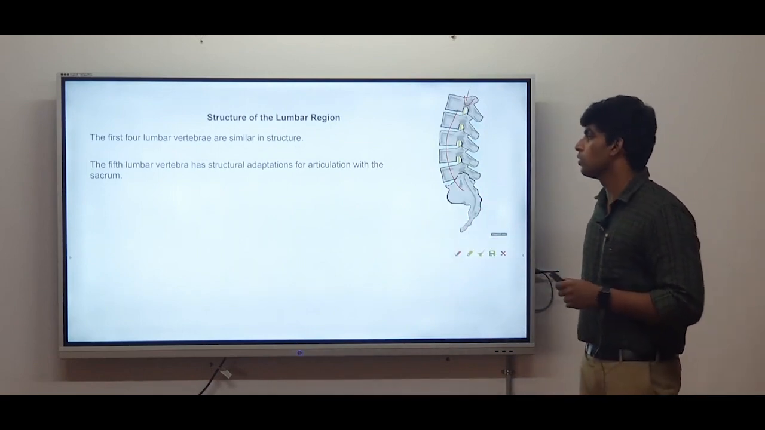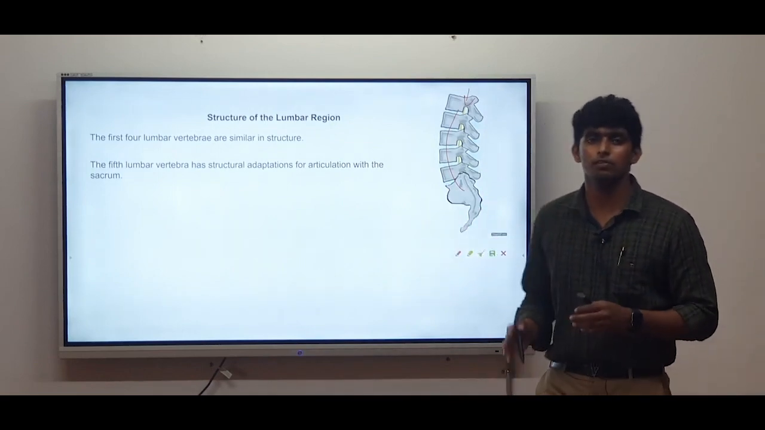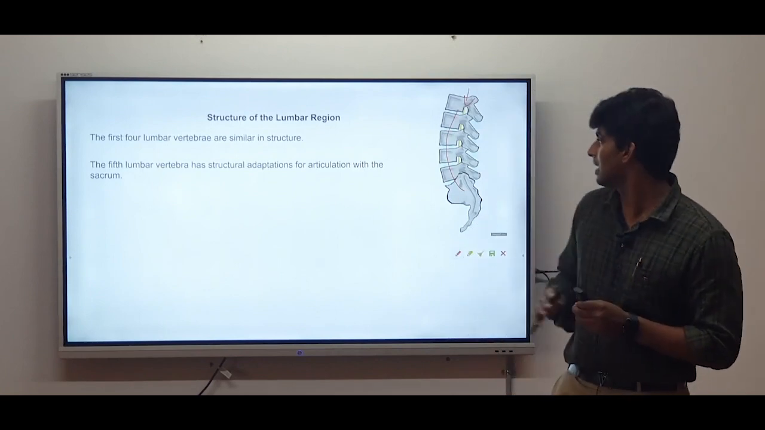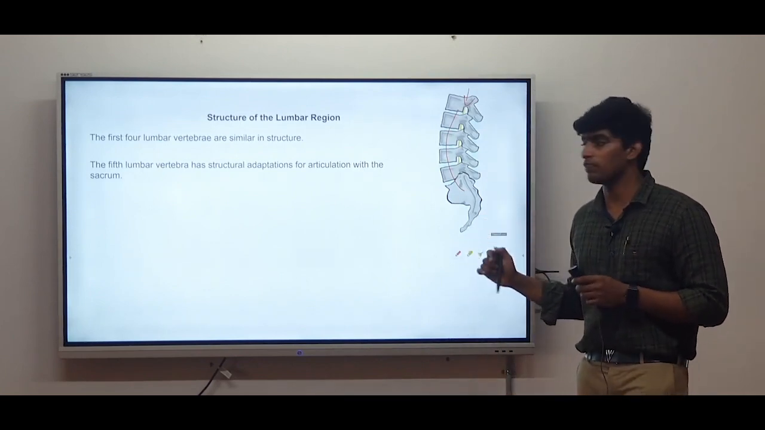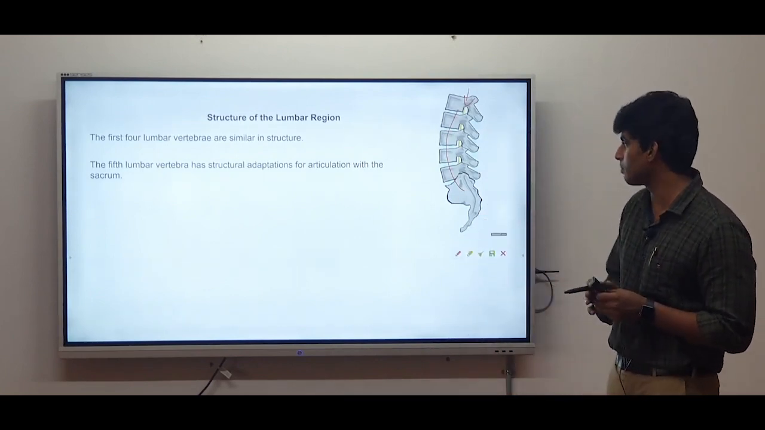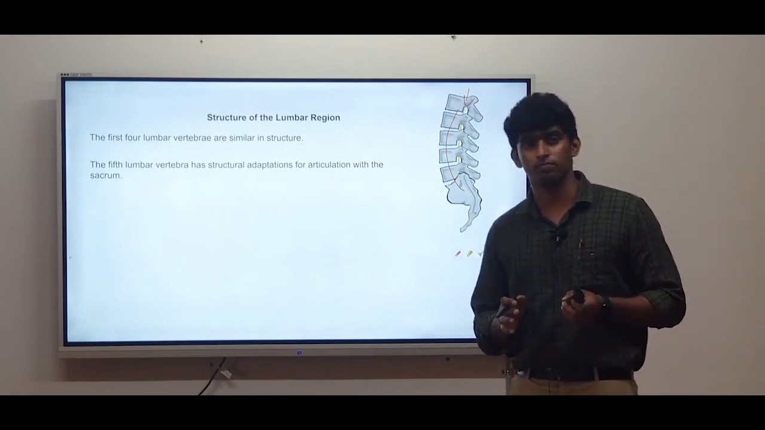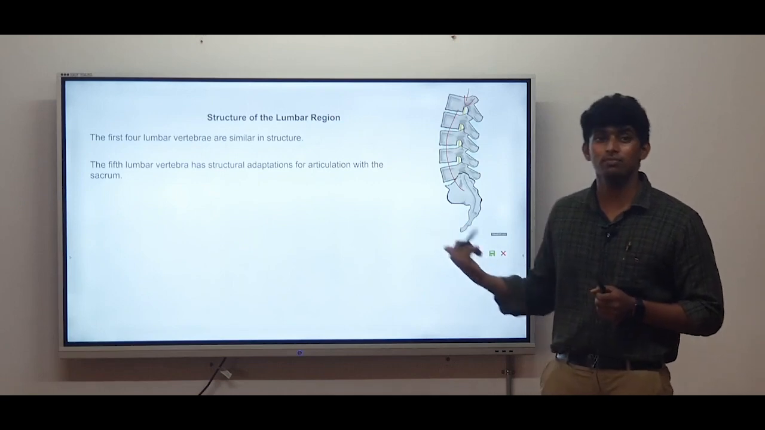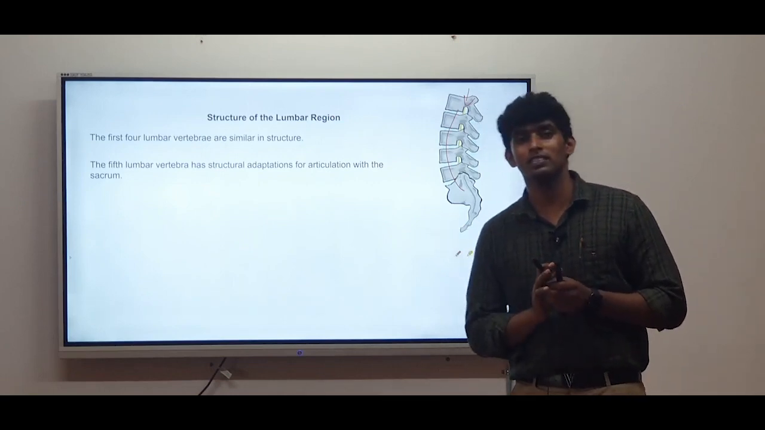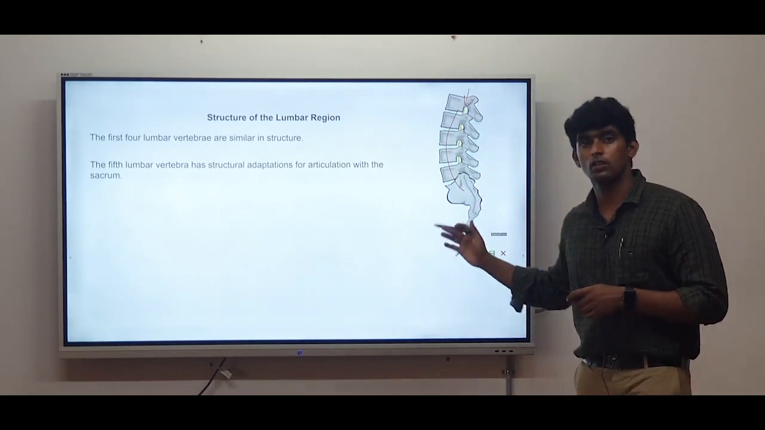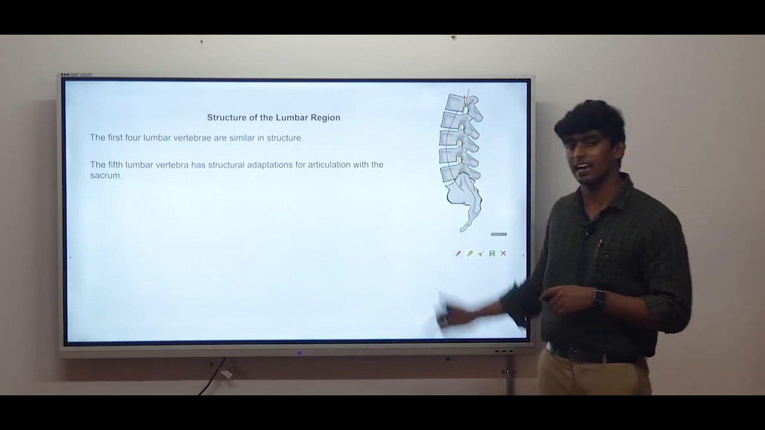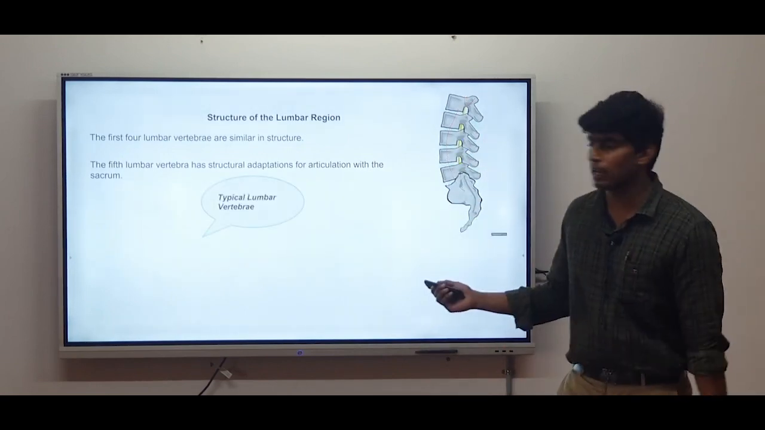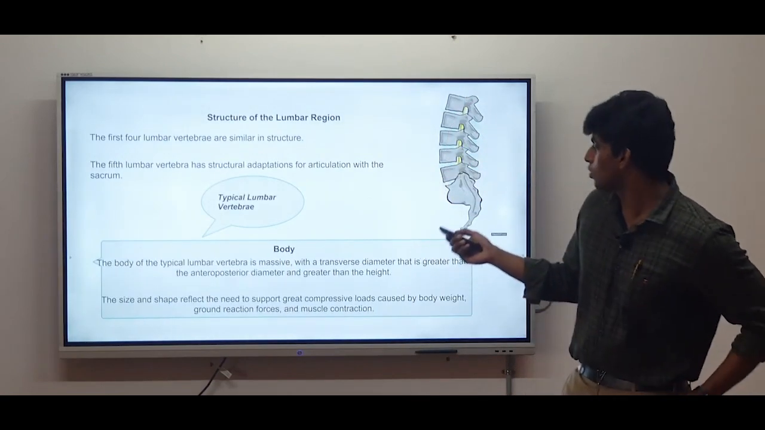So, in the lumbar area, the first 4 vertebrae are similar in structure. The 5th lumbar vertebra has structural adaptation for articulation with the sacrum. As I told, the sacrum is a bone which is fused in nature. So, L5 is attached to the sacrum. The typical lumbar vertebra has a body.